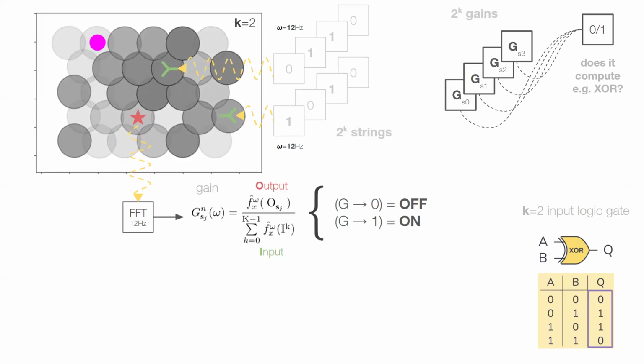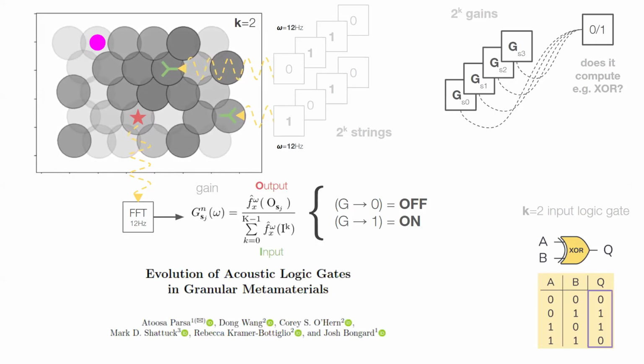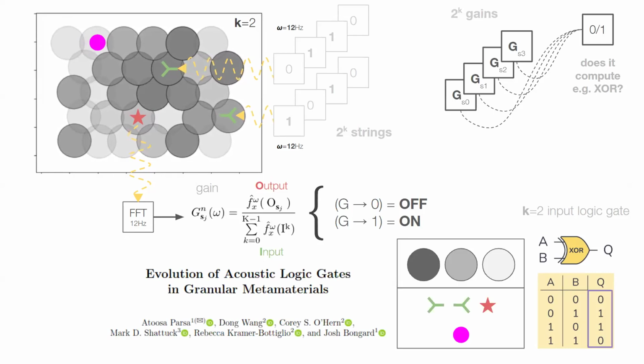And this allows us to evaluate the input case where neither input particle is stimulated, because the source particle vibrates constantly at the driving frequency for all simulations. This is the approach that was used in a prior paper by our group on the evolution of these logic gates in this kind of sheet of particles, which we call granular metamaterials. And what evolution was allowed to do here was to vary the material properties of the sheet, so the stiffness of the particles and the locations of these ports.